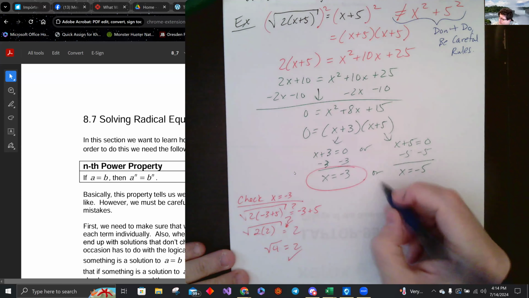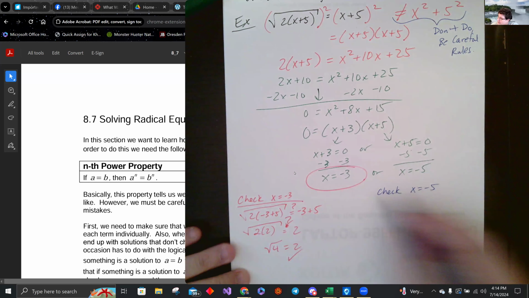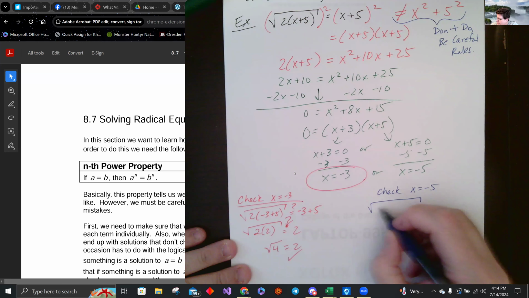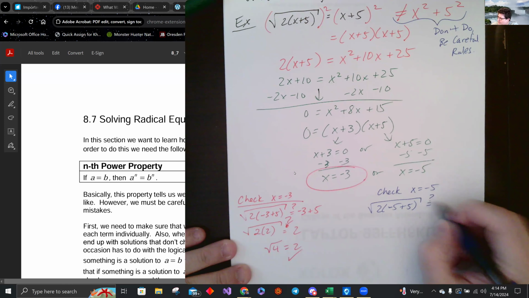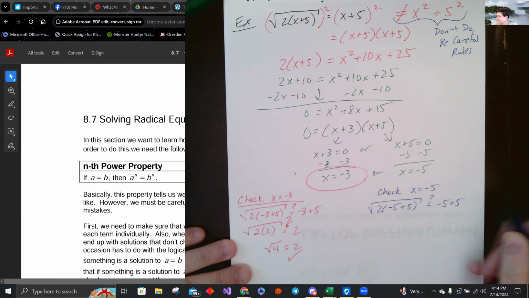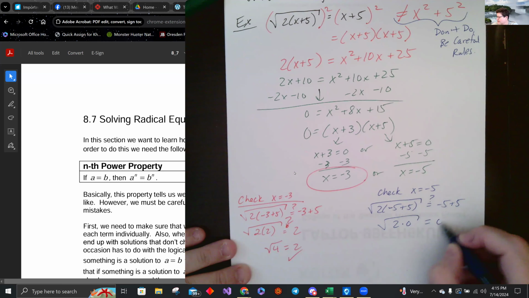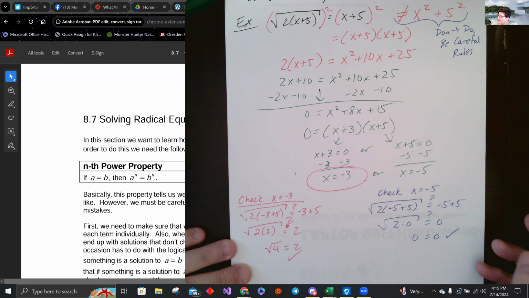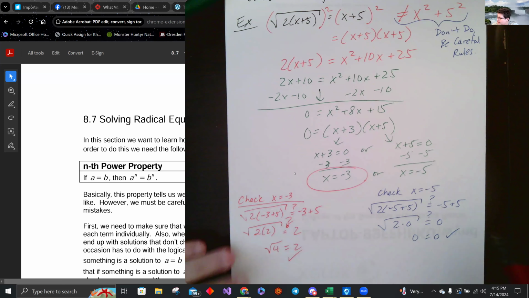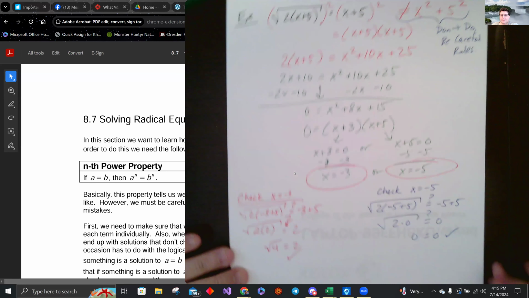Now we will check x equals -5. I have square root of 2 times -5 plus 5. Does that equal -5 plus 5? This is the square root of 2 times 0. Does that equal 0? Yes, 0 equals 0. So again, they were both solutions here.